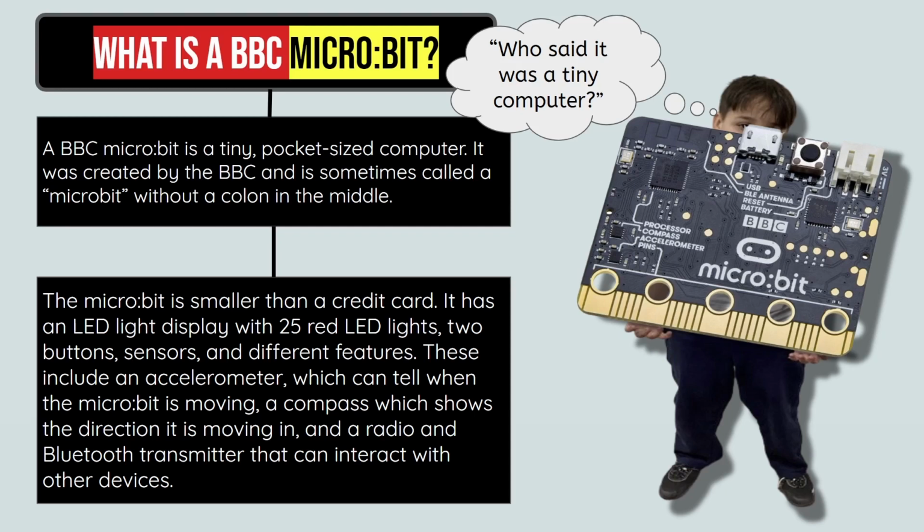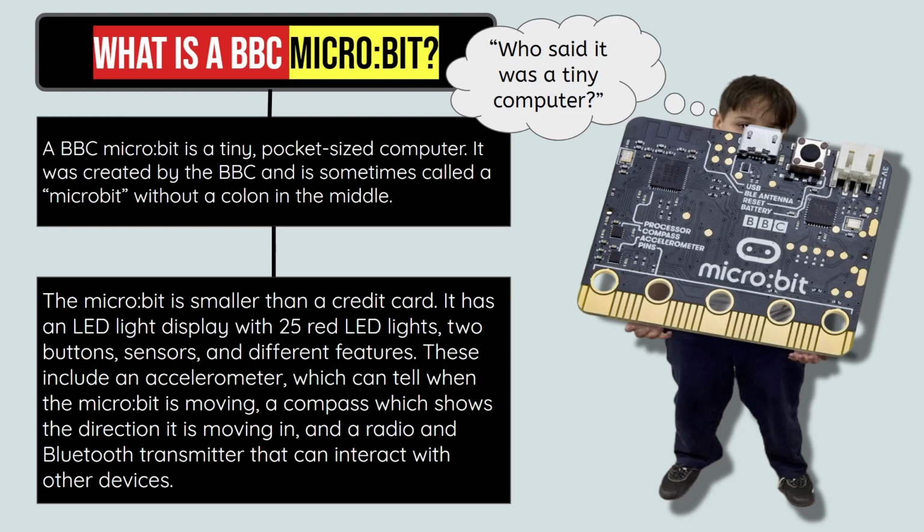So for those of you who don't know what a BBC Microbit is, the Microbit is a tiny pocket-sized computer. It was created by the BBC and is sometimes just called the Microbit without the colon in the middle. The Microbit is smaller than a credit card. Obviously it's not that big, as you can see on the right hand side of the screen. It's smaller than a credit card, has 25 red LEDs, 2 buttons, sensors and different features.